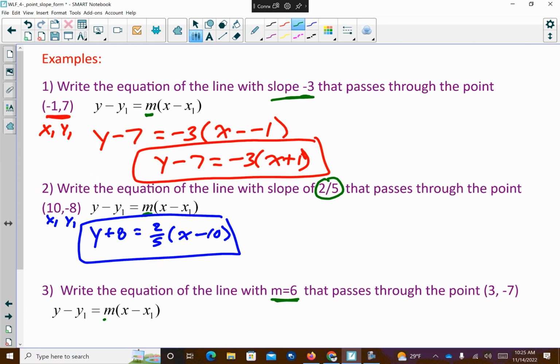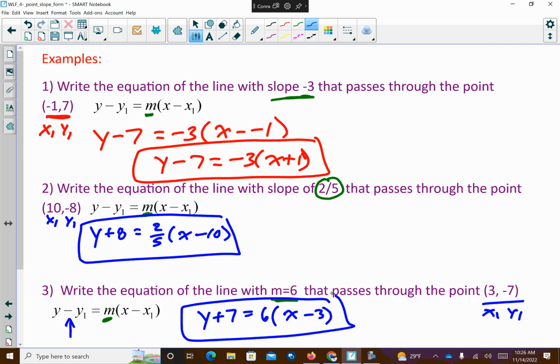Okay, we have this as our slope. This is our point. That's x1 and y1. When we plug the point back in, it becomes the opposite value, so that becomes y plus 7. Notice it had been a minus 7 there. The 6 for the slope stays the same. And then x minus 3, because it was a positive 3, becomes negative 3. And that's all it is.